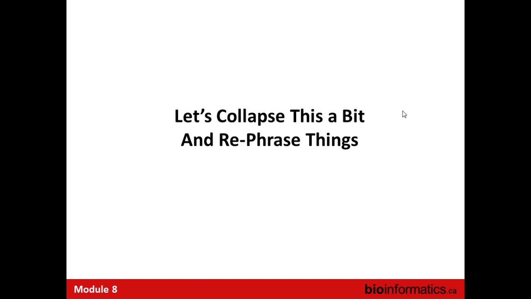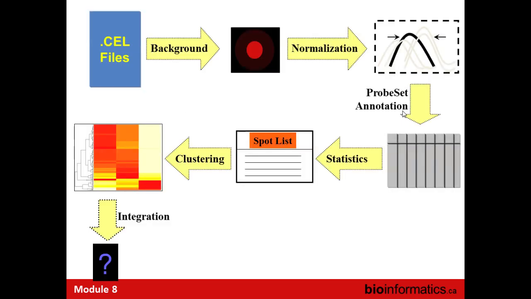And if we rephrase and collapse that a little bit, we get this pipeline. Start off with the quantitative data, we do a background correction, a normalization. We have to do a probe set annotation. There are typically 11 separate regions for each gene, and we collapse those together into one, and then we go to the standard statistics, clustering, integration type analyses.